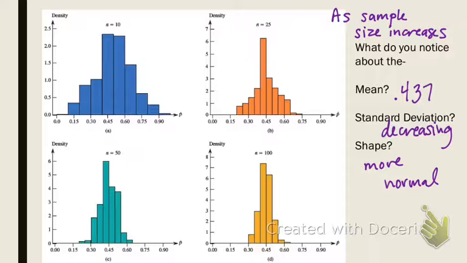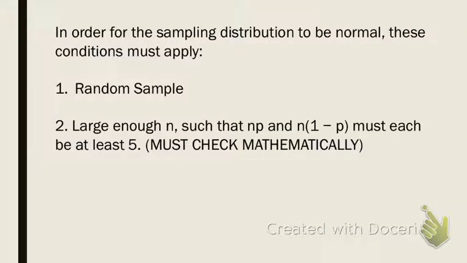So two ways to check if it is normal. Two conditions. The first thing is in the problem, it needs to state that it is a random sample. So somewhere in the problem, it needs to say that they took a random sample. If it was a convenient sample, then there is no way that we can say it's a normal distribution. It's a cluster sample. As long as it's random, it's okay.